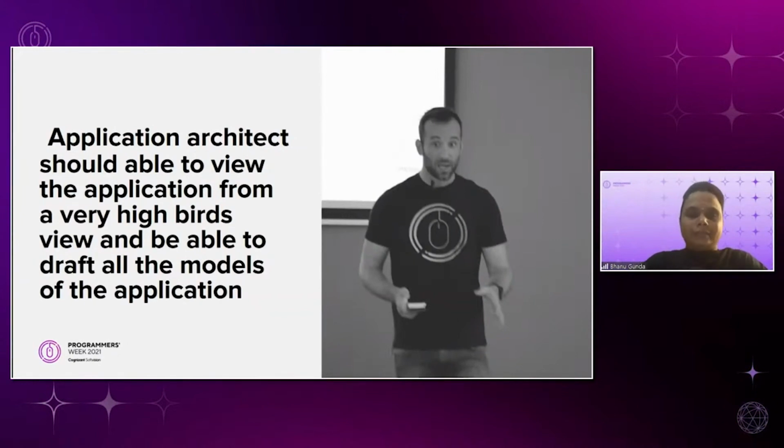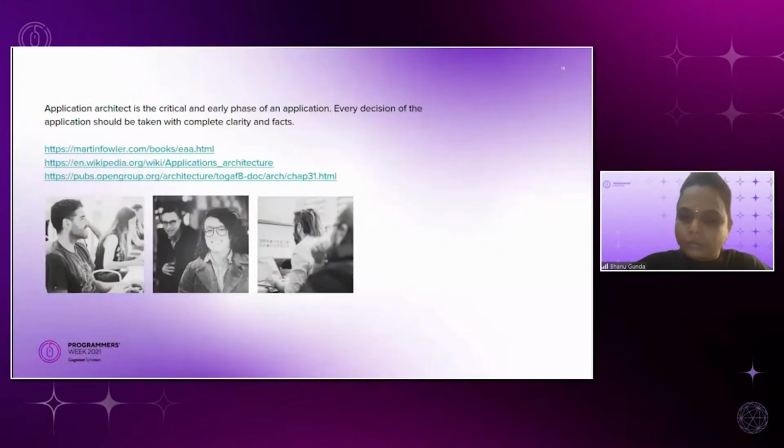As application architecture is a very early phase and the most important phase for a software application's success, a major skill an application architect should have is to view the application from a very high bird's-eye view, such that he can draft all the models of an application and also foresee what future requirements could come in, what the competency standards are, and how we would connect this application with the other integrated applications that are required. And as it is the very critical phase, every decision on the application should be taken with complete clarity and facts.